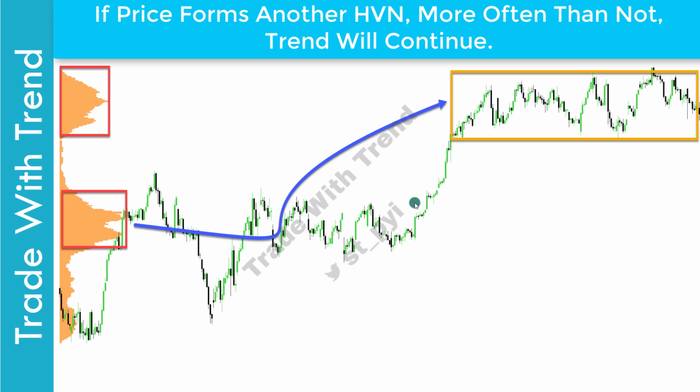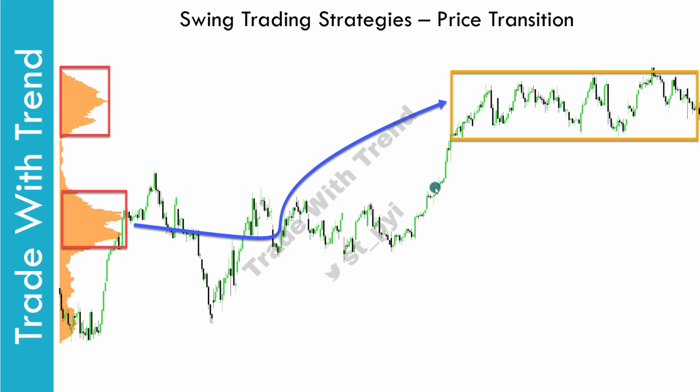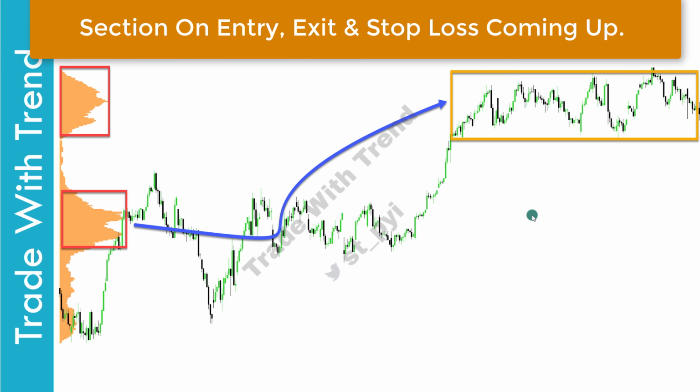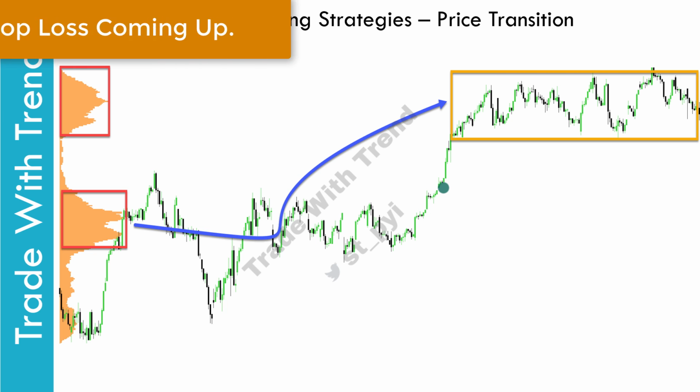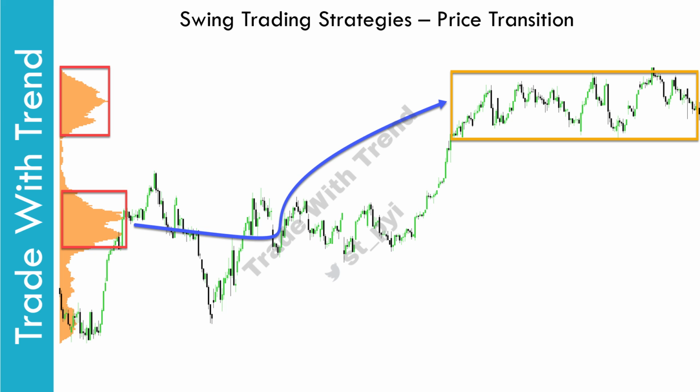Once price moves out of a high volume node, it more often than not forms another high volume node or it reverts back to the high volume node it broke out from. This is the life cycle of price with respect to movement around volume nodes in swing trading. Understanding this is important as it forms the basis of how trades will be taken and exited. So let us now move to the entry, exit and stop loss section for this swing trading strategy.